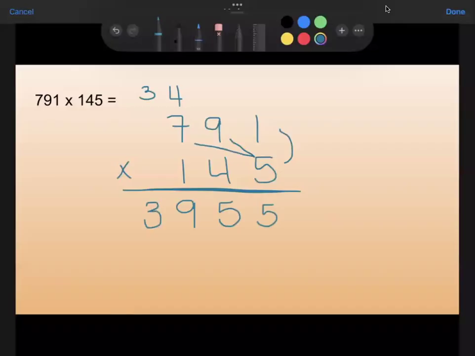So there is our first partial product. I'm going to erase these and these lines. I'm going to cross off this 5, but you must add a 0 because that shows that now you are multiplying by a number in the tens place.